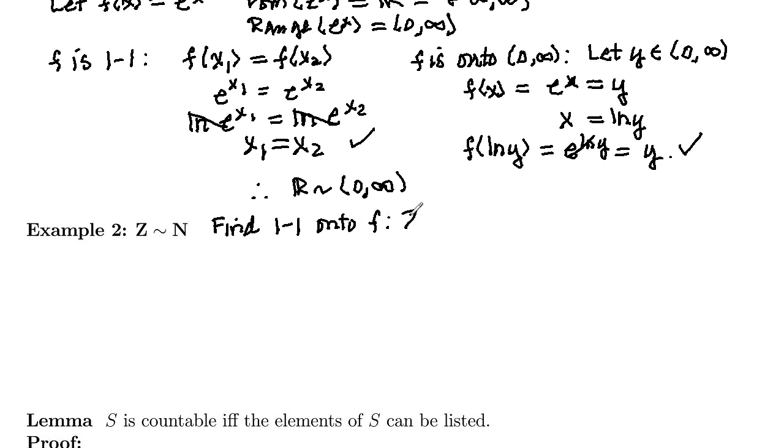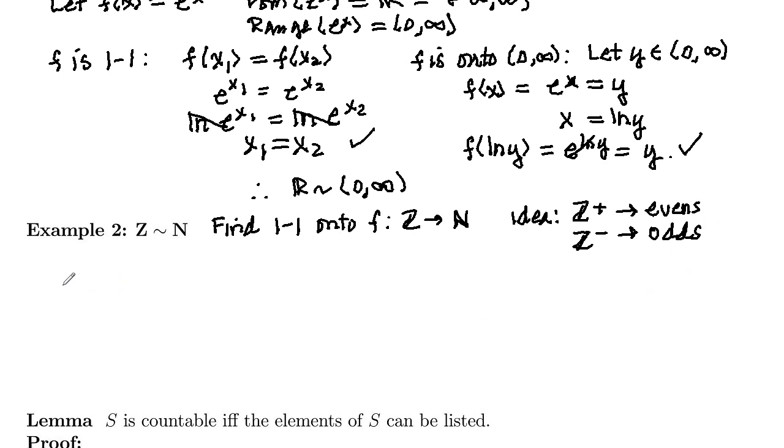I'll go from Z to N, okay, from the integers to the natural numbers. And the idea, what we're going to do is map the positive integers onto the even naturals. Okay, so onto the evens. And then we're going to map 0 and the negatives onto the odds. So Z minus is going to go onto the odds. So that's how we're going to divide that up.